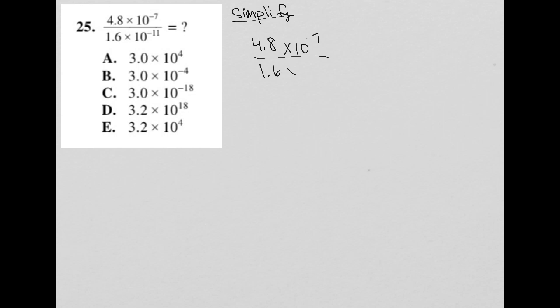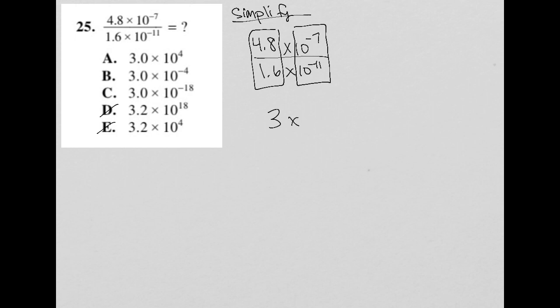So the way that we should mathematically treat this is I can almost look at these two things as separate, right? The 4.8 divided by 1.6 and the 10 to the negative 7th divided by 10 to the negative 11th. So in your calculator, if you divide 4.8 divided by 1.6, what you'll find is that that is 3. Okay, so even just knowing that, that crosses out D and E because those have 3.2 as that first number.